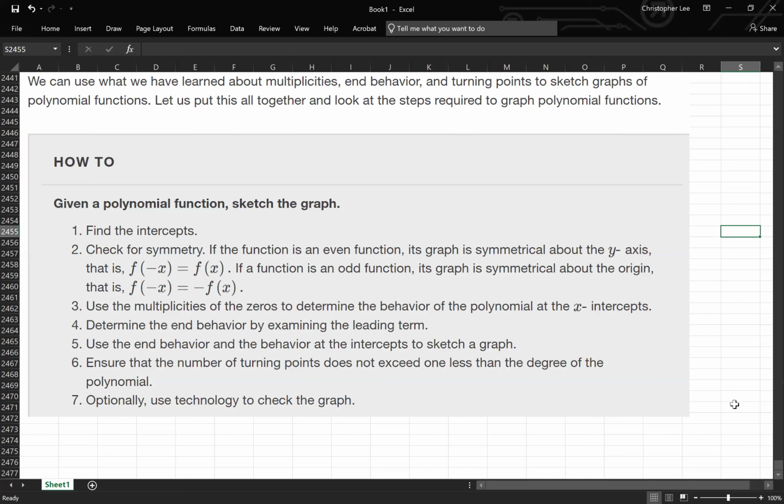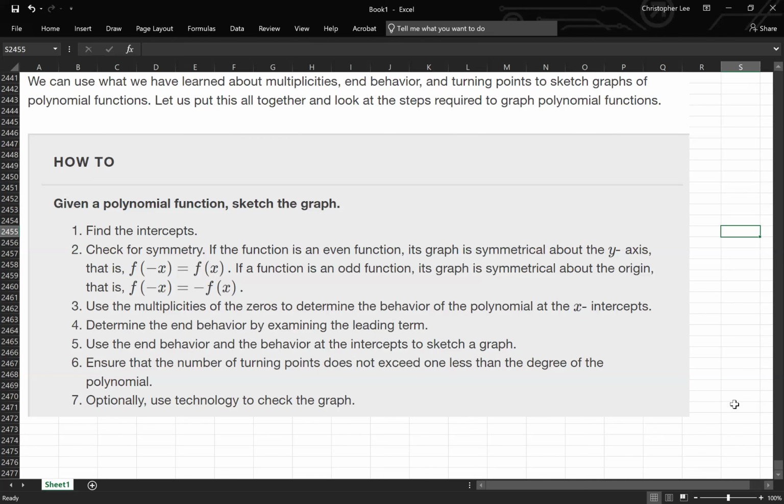Determine the end behavior by examining the leading term and its coefficient. If the degree of the leading term is even, you already know we're going up on both ends, if the coefficient in front is positive. If it's odd, we're going down on one end and up on the other. And if the coefficient was negative, we switch that.